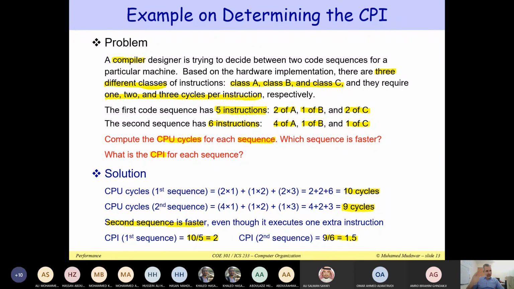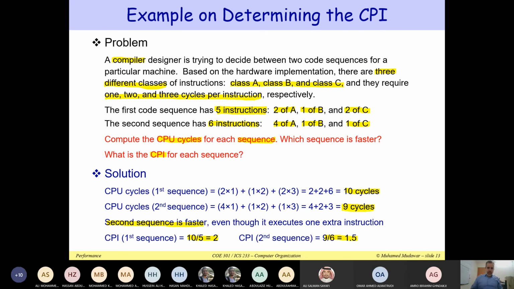If you are repeating the same sequence again and again inside a loop for many repetitions, then this 10 cycles or 9 cycles, you have to multiply by the number of iterations. If the number of iterations is very large, then it's not 10 or 9, it becomes 10 multiplied by the count of iterations, which becomes a large number of cycles. So it can make a difference sometimes.